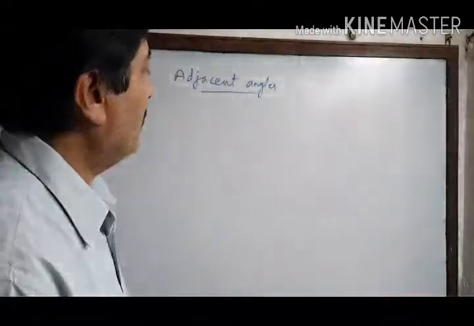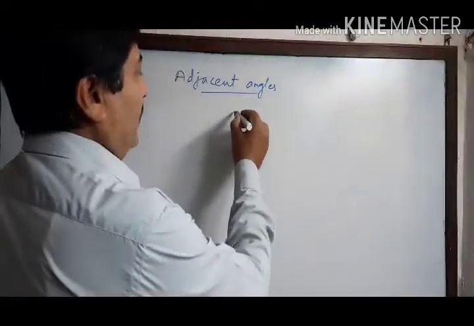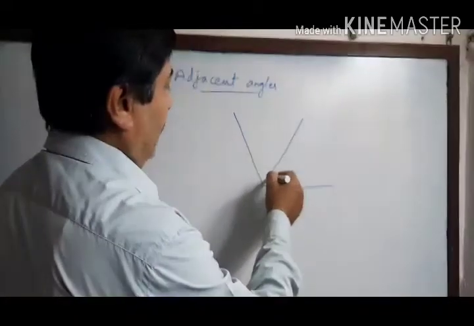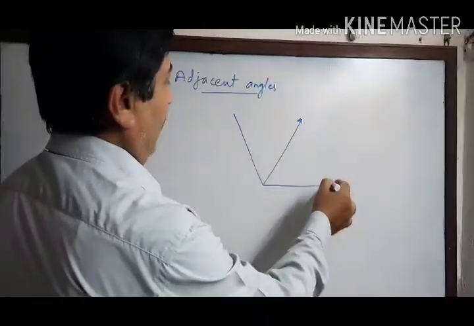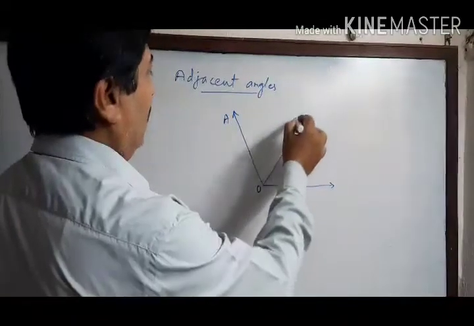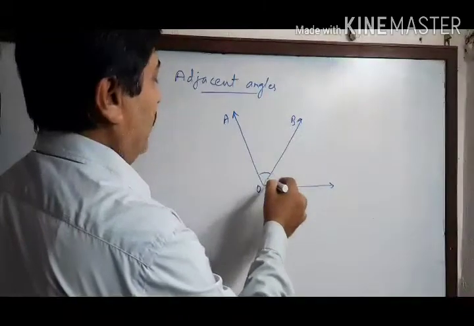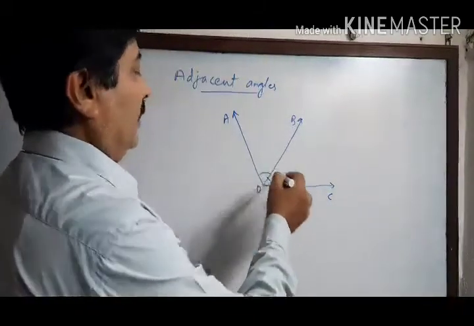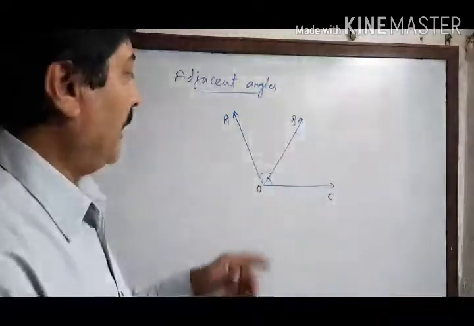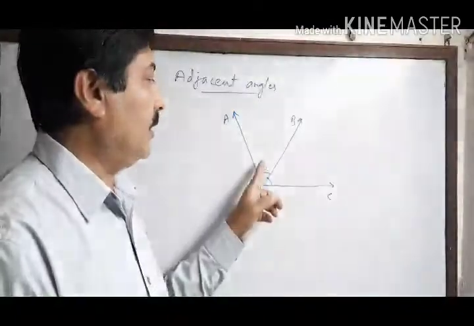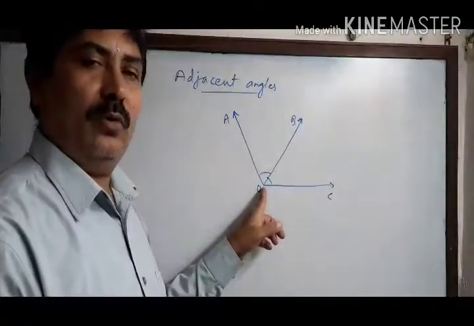Means two angles which are formed. Take two angles like this. One, I'm taking like this. You have a look at this. This is angle AOB, first one, angle BOC, second one. So have a look at these two angles. Both angles are formed at point O. That means they have common vertex O.